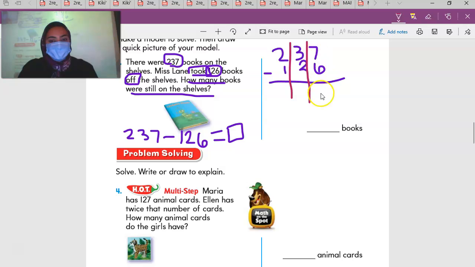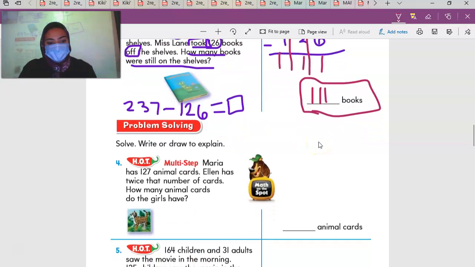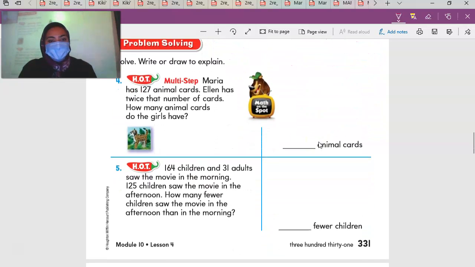Okay, 7 take away 6 is 1. 3 take away 2 is 1. And 2 take away 1 is 1. So how many books are still on the shelf? 111. It's 111.